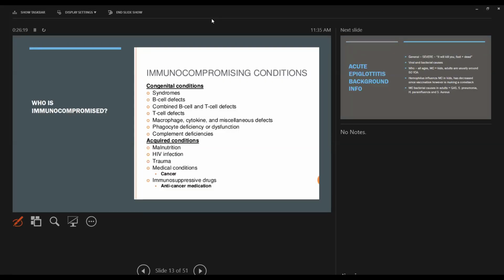So what does immunocompromise mean? Well, immunocompromise can be a whole bunch of stuff, right? It can be congenital conditions, syndromes, B cell defects, combined T and B cell defects, macrophage problems, some problem with their function. So cancer patients, people with sickle cell, people with complement deficiencies, end-stage renal disease, right? Because you're going to lose all of your complement proteins, people that are malnutrition, HIV infection, trauma, your chronic drug abusers, people with cancer, and people that are on immunosuppression.